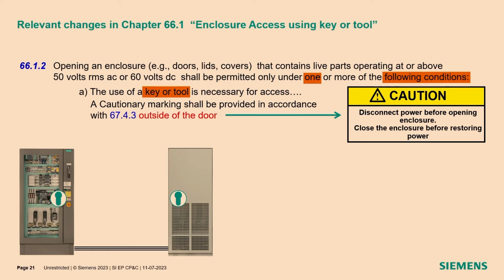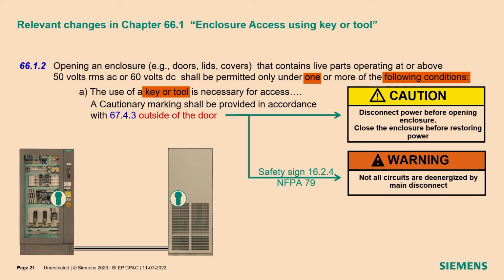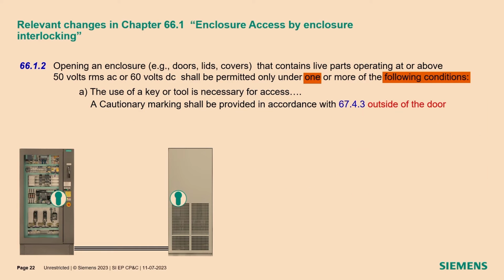But there's a little mismatch with the NFPA 79. The NFPA 79 wants to have this warning right now. And I don't like this warning because it is more for an accepted circuit and not directly for enclosure access. But to make everybody happy, I recommend to put both of the warnings on the outside of each door, and then nobody can discuss and everything is okay. Yes, and you fulfill all these standards.